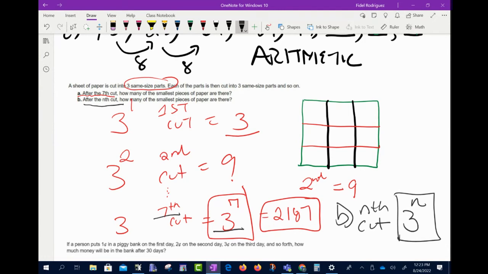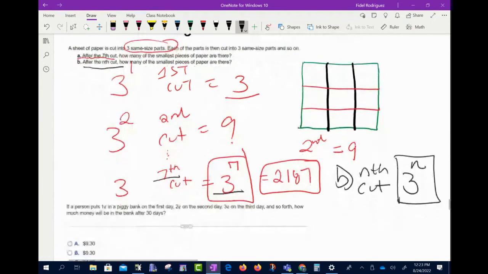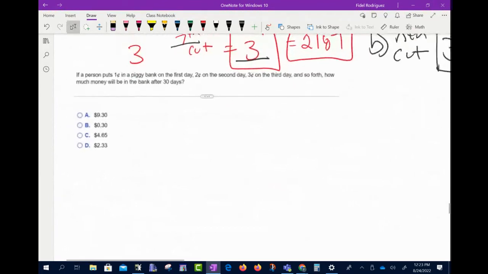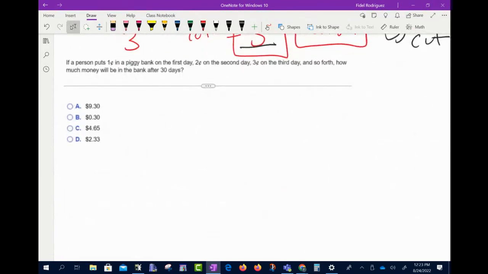All right. So I'm going to go ahead and move on to the next one here. See if we can't figure this out. And when I'm looking at this problem here, y'all, it says, if a person puts 1 cent in a piggy bank on the first day and 2 cents on the second day and 3 cents on the third day and so forth, how much money will be in that piggy bank after 30 days?